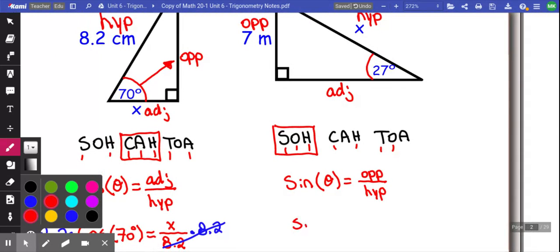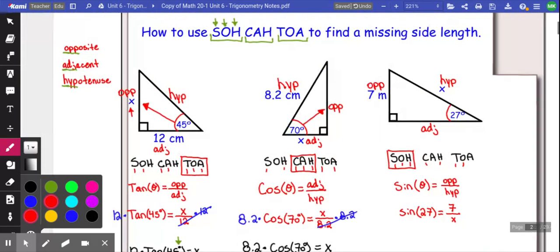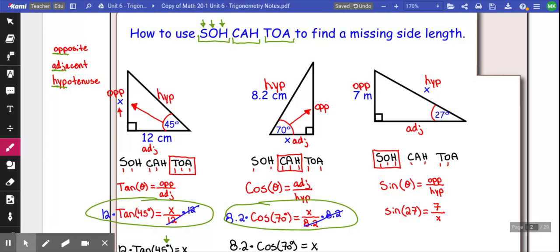We start plugging in formulas, so we have sine of 27 degrees equals O, which was 7, divided by hypotenuse, which was x. And we run into a bit of a problem. The problem here is that in the first 2 questions, when I was on this step, you'll notice that the letter x was on top. Now, x is on the bottom of the fraction.